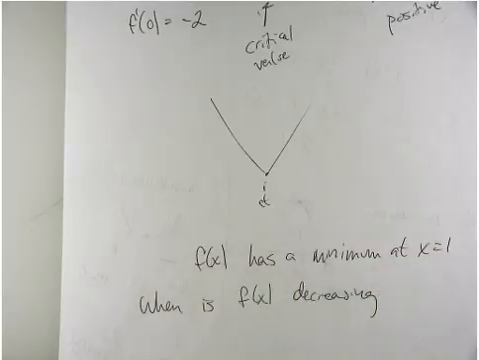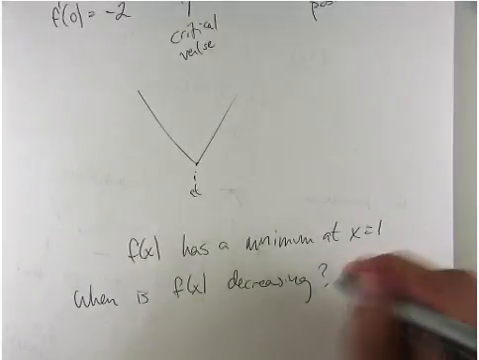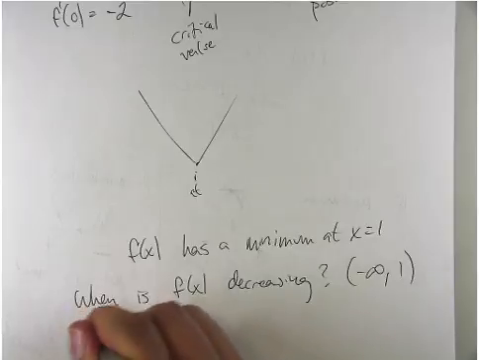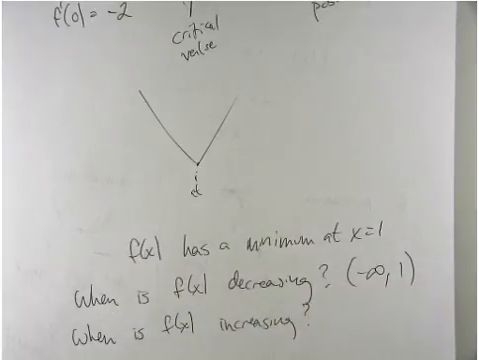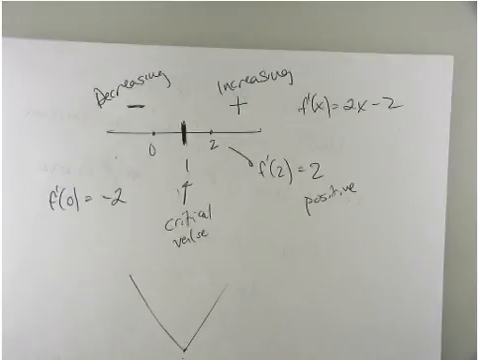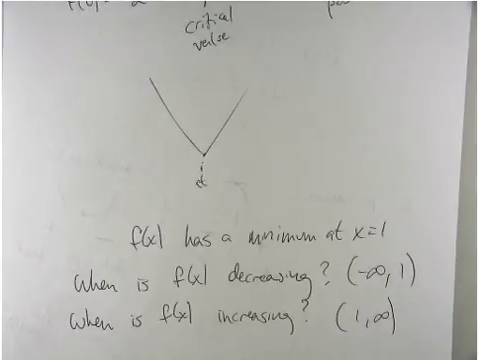Here are other questions that we can answer along the way now. When is f of x decreasing? All of the times less than 1. So -∞ to 1. When is f of x increasing? All of these times when the slope is positive. So 1 to infinity. So not only do I know that there's a minimum at 1, but I can identify all the times when the function is getting bigger and all of the times when the function is getting smaller.